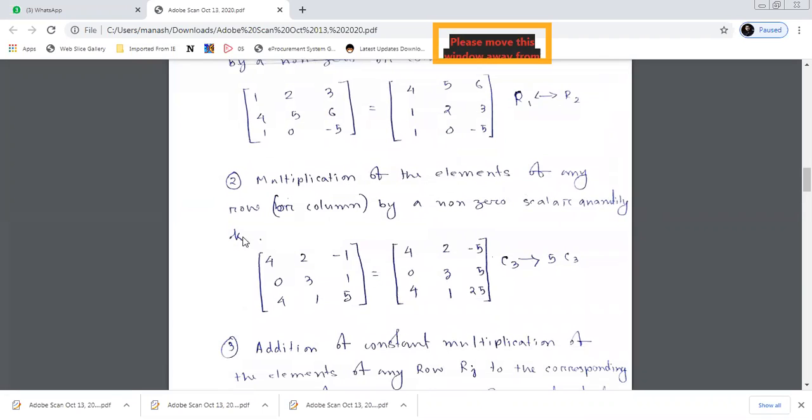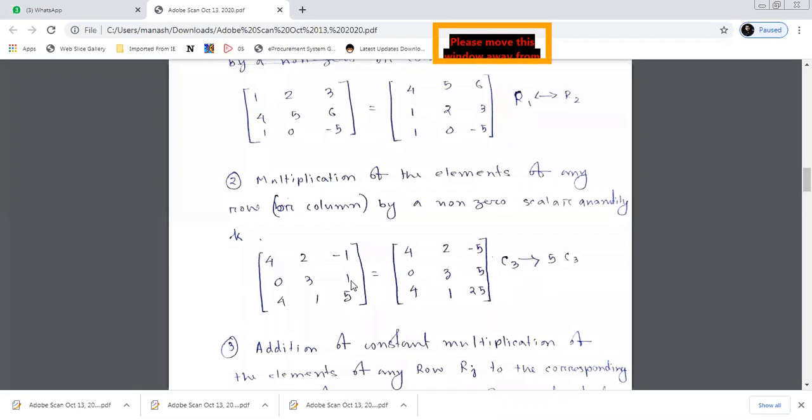Now, what is the second property? Multiplication of the elements of any row or column by a non-zero scalar quantity. So this is a matrix. Okay, so we multiply the elements of column 3 by 5. Listen, you cannot multiply with 0. You have to multiply by a non-zero number. That means non-zero scalar quantity. So here column 3 tends to 5 column 3.